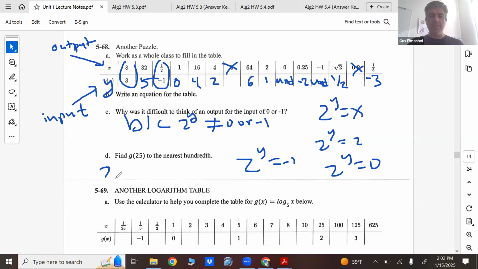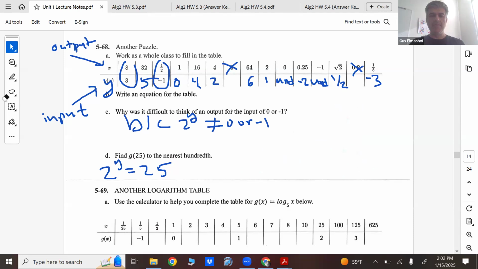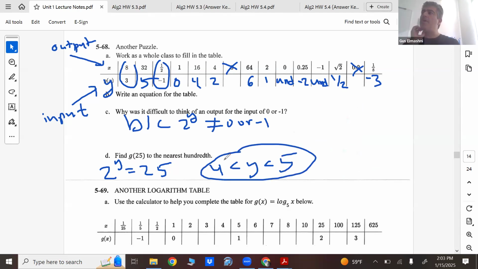And then finally, for D, in between what two whole numbers would y equal? Do you guys see why y has to be between 4 and 5? Because what's 2 to the 4th power? 16. What's 2 to the 5th power? So at least I know y has to be between these two numbers. Now, if it asks for the nearest hundredth, you have to use a calculator.